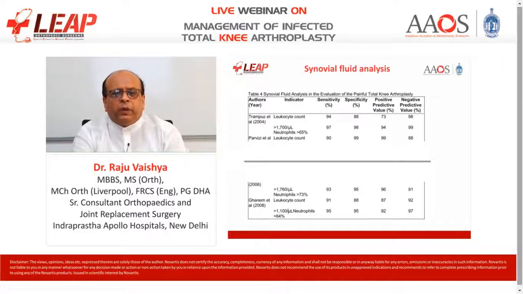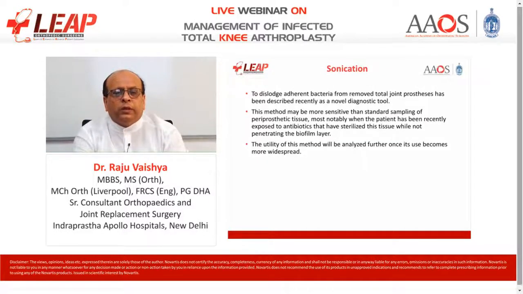There is a recent technique of sonication which is quite useful in increasing the positivity of microbiology after total knee arthroplasty in cases of infection, where we dislodge the adherent bacteria from the removed total joint prosthesis. We know that the microorganism may be stuck to the biofilm on the prosthesis and may not be present in the synovial fluid, and hence after dislodging this biofilm and bacteria by the method of sonication, one can have increased chances of finding the microorganism in the fluid.